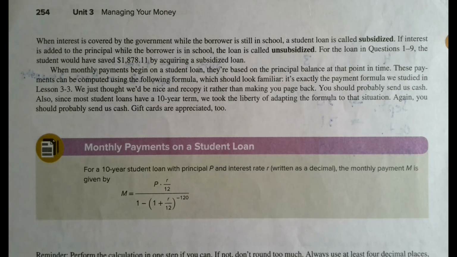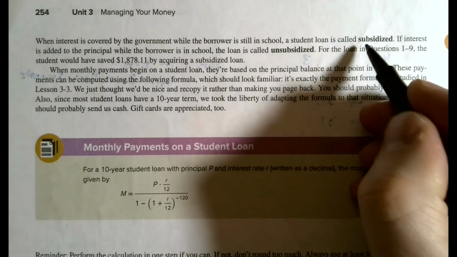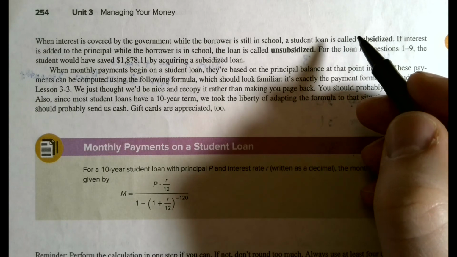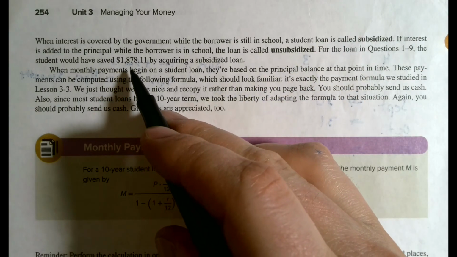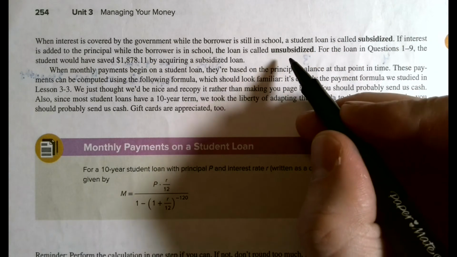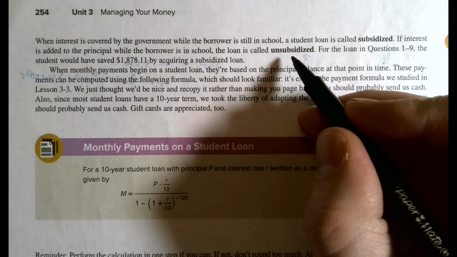So now we've got to figure out what our monthly payment is going to be when we actually have to start paying our loan. A couple of things to note here. There are two types of federal loans. One is called a subsidized loan, which means the government pays that interest, that $1,878.11, for you while you're in school so it doesn't accrue. The other is the unsubsidized loan, which means the interest accrues and you owe it when you start making payments.